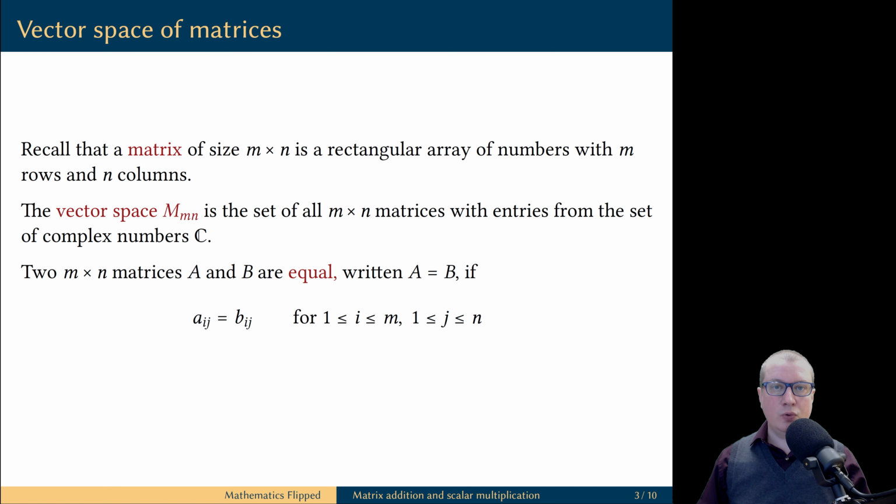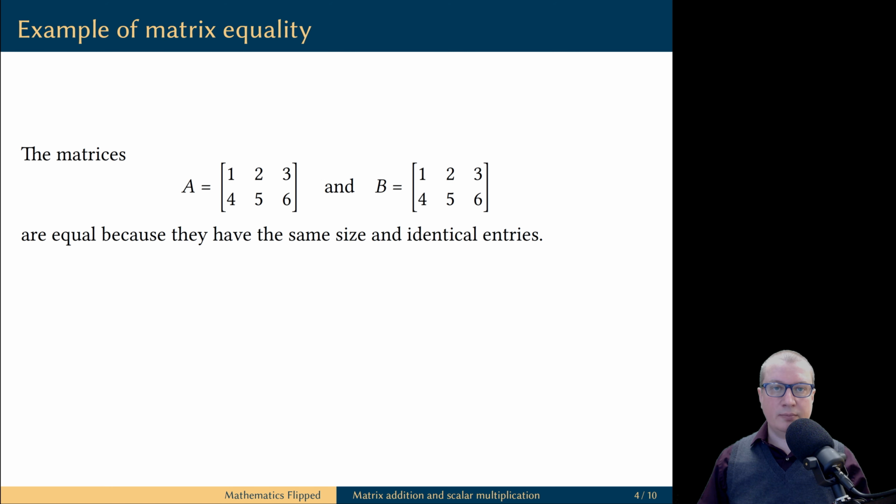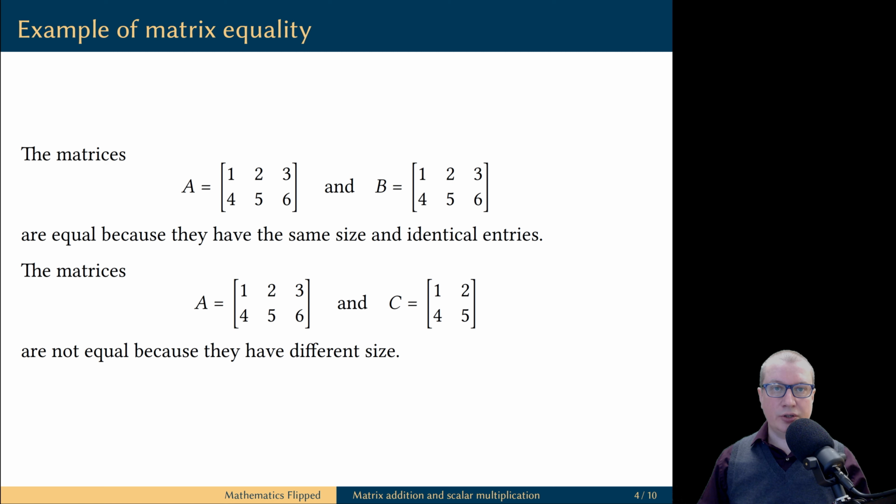We will say that two matrices of the same size are equal if they have identical entries in all positions. Note, for two matrices to be equal, they have to have the same size. Here is an example of two matrices, both of which have the same size 2 by 3. They are equal as matrices because at every position they have identical entries. These two matrices are not equal to each other, even though the matrix C is equal to a part of a matrix A. They're still not equal as matrices because they have different size.